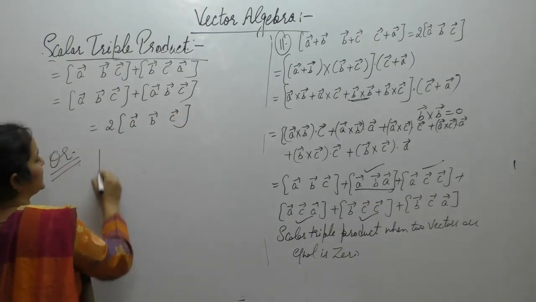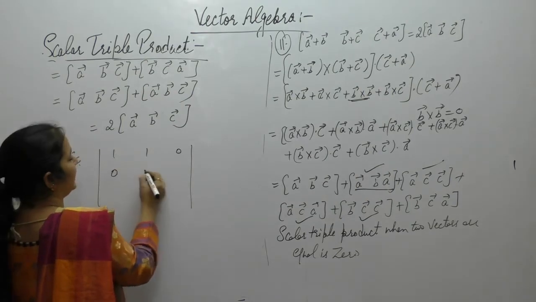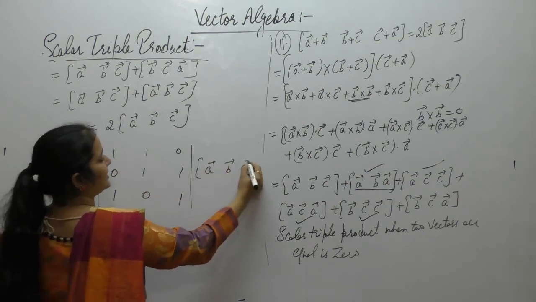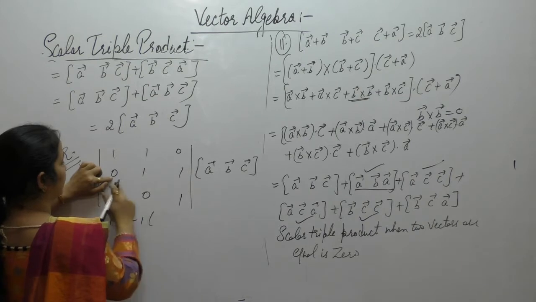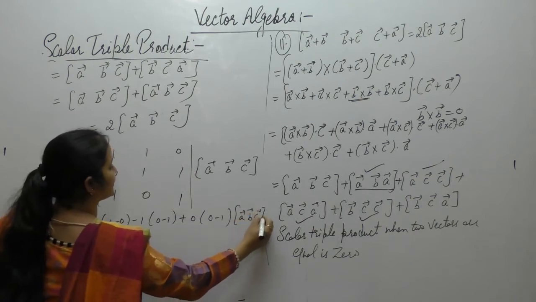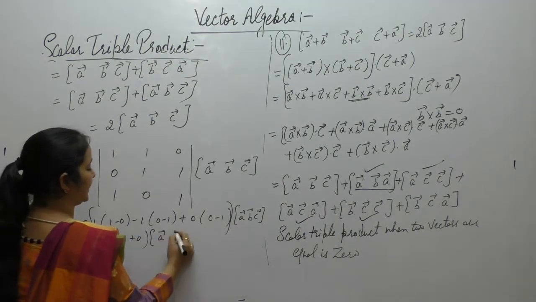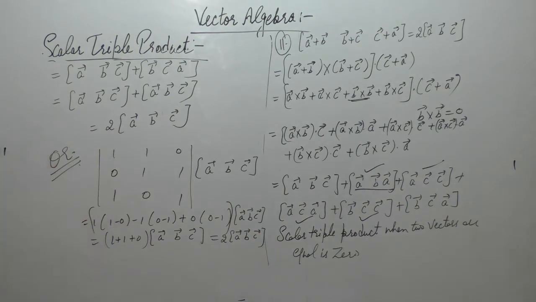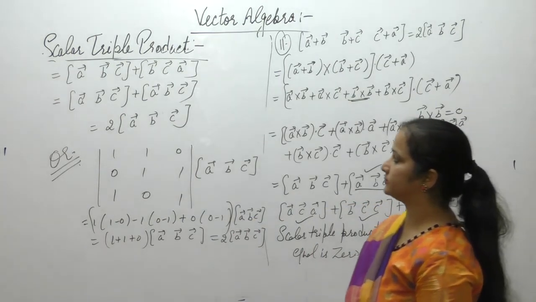The second method to do this is, we want to find the scalar triple product. A vector, B vector, C is 0, B, C, A, B and C, and there is A, B and C vector. Now, 1 minus 0, minus 1, 0 minus 1 plus 0, 0 minus 1, and A vector, B vector and C vector. So 1 minus minus plus 1 plus 0. So 2 times the scalar triple product of A, B and C. So you can do the question by either of these two methods. Note it down.